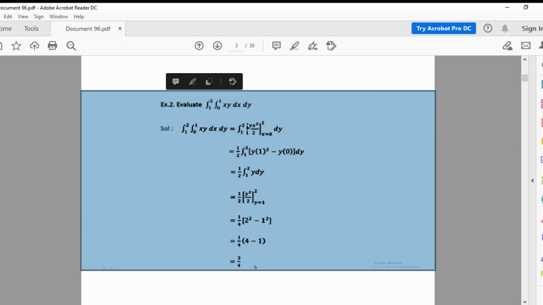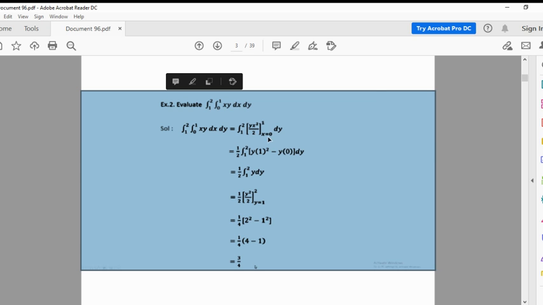X integration काय मिळेल, x square by 2. Y is a constant here. So integration of x is x square by 2. Y is constant. So we get integration as x square y upon 2, and take the limit varies from 0 to 1. First limit 0, upper limit 1, and here we have taken the limit with respect to x. So limit also varies from 0 to 1. So x varies from 0 to 1.